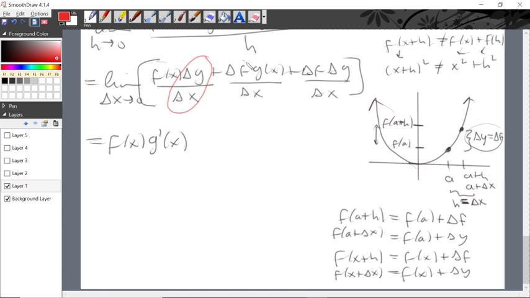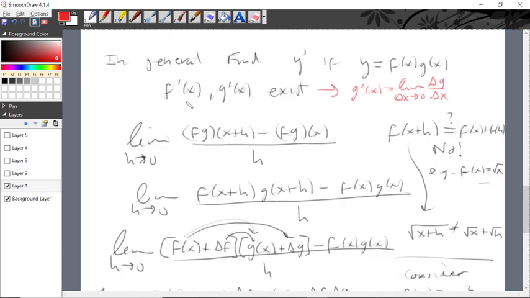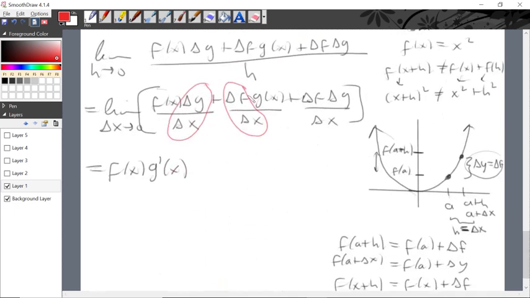Similar argument here on the second term. We have a delta f over delta x. And as delta x goes to 0, what do we get? Again, now we have f prime of x exists. If f prime of x exists, then f prime of x is equal to the limit as delta x approaches 0 of delta f over delta x. And that's exactly what we're looking at here, right? So this is going to be plus f prime of x times g of x.